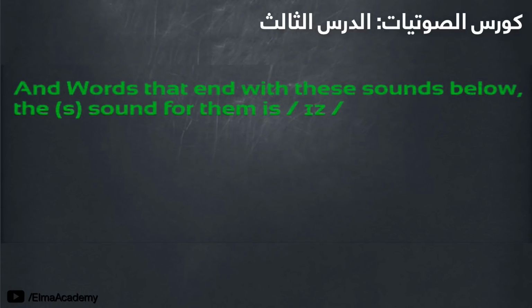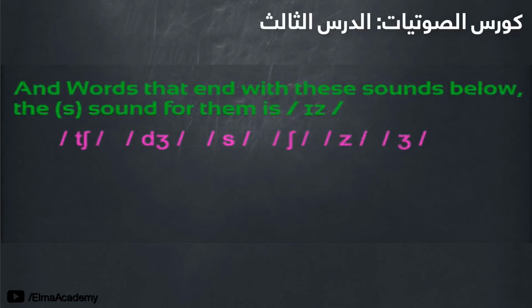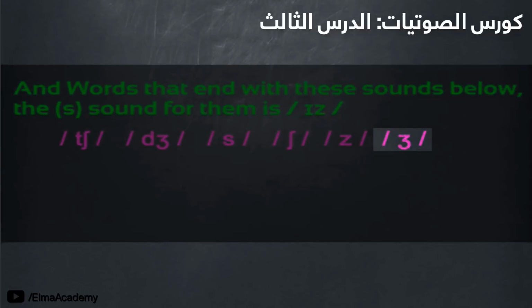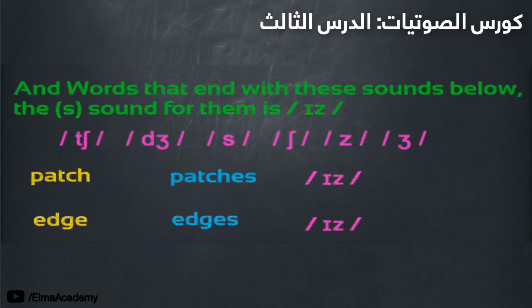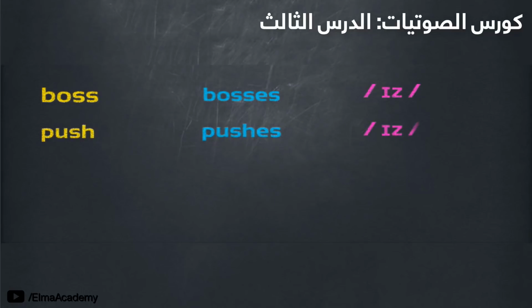And words that end with these sounds below, the S sound for them is iz: ch, j, s, sh, z, zh. Patch, patches, edge, edges, boss, bosses, push, pushes, close, closes, mirage, mirages.